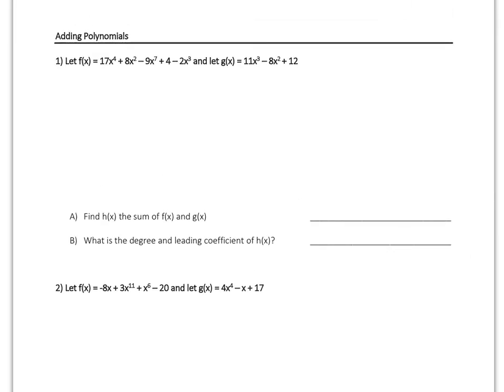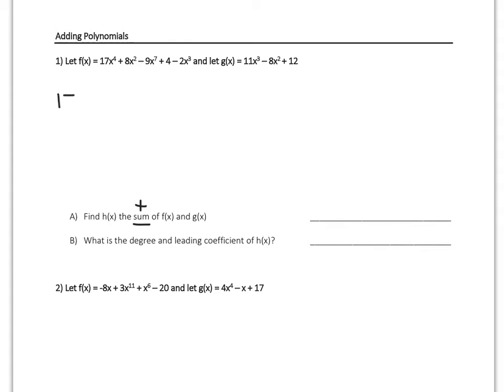Okay, so adding polynomials. This is something that you should have seen before. This is just a review. So just to refresh, the first thing that they're asking for, number one, it's saying let f of x be defined as this function and g of x be defined as this function. And they want you to find h of x, which is the sum of f of x and g of x. Now just to recall, sum means to add. So we want to add f of x and g of x together.